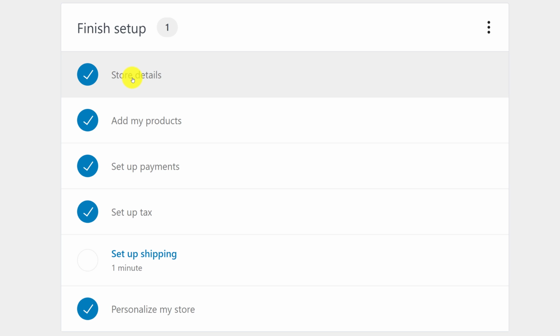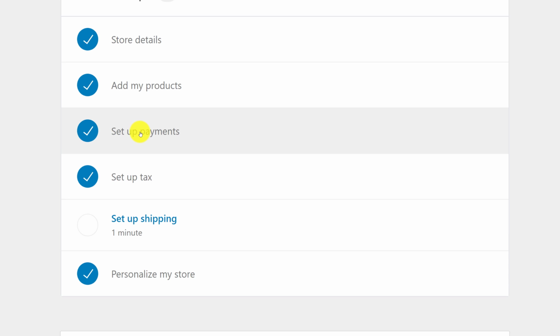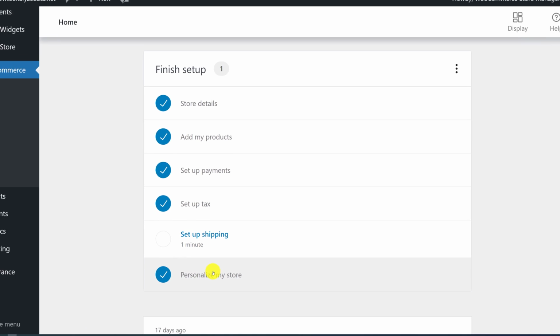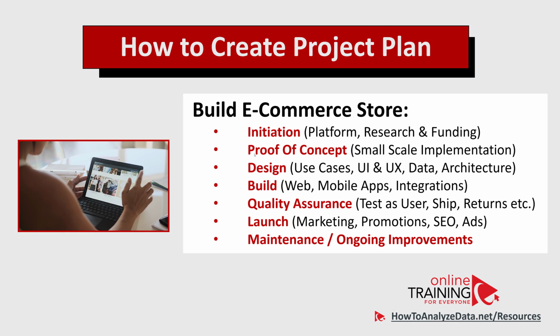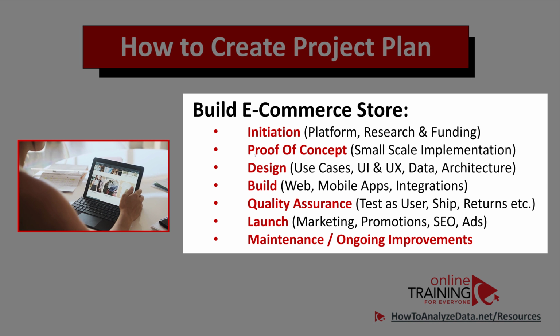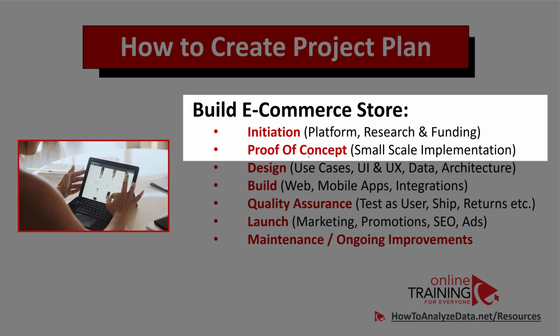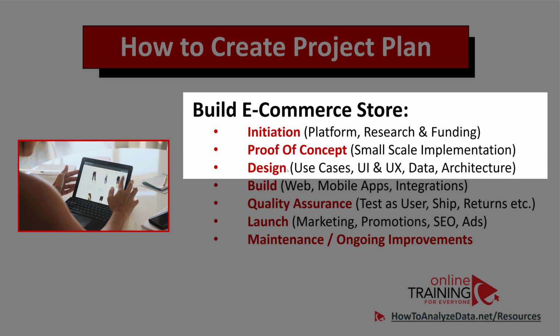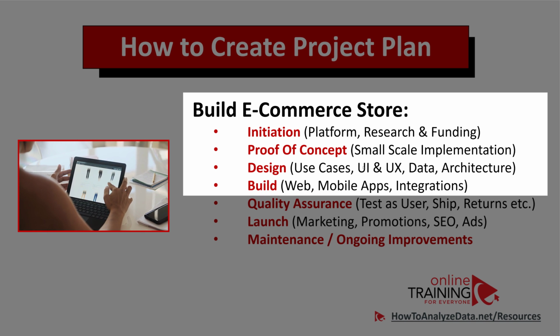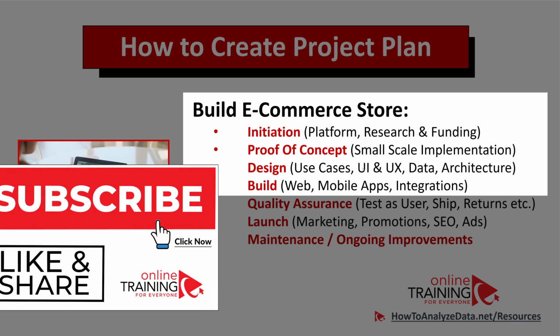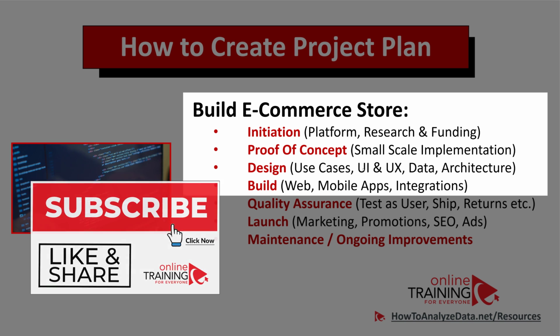To set up a successful store, you need to define store details, add products, set up payment methods, set up taxes, and personalize your store. A lot of times, the capabilities of the particular plugin, like WooCommerce, would define the tasks of what you need to do for the particular store. Once you're done with the proof of concept, the next step is to do the design. During the design phase, you define how people are going to be using your store, and you build use cases. Then you're designing it by doing UI and UX, understanding how data is going to flow, and defining the technical architecture.